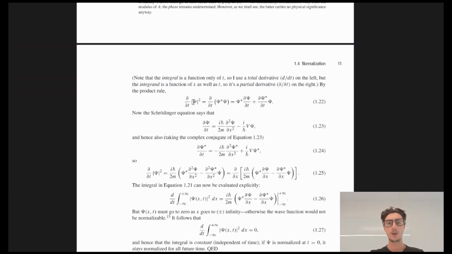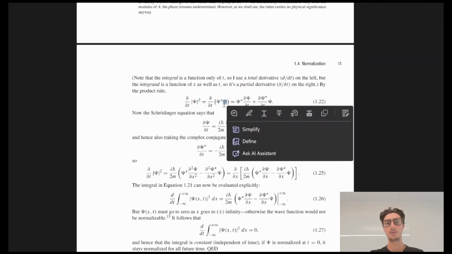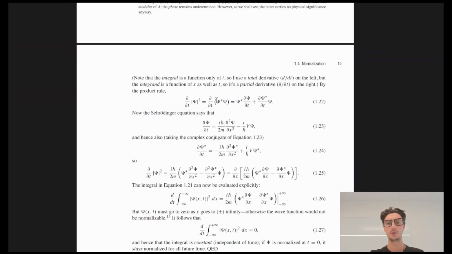By the product rule, the derivative with respect to t of the square of the wave function is equal to, we expand the way you take the square of a complex number, and psi here is a complex number, the complex conjugate times the thing itself. So this is exactly the same as this, and we remove the absolute value.